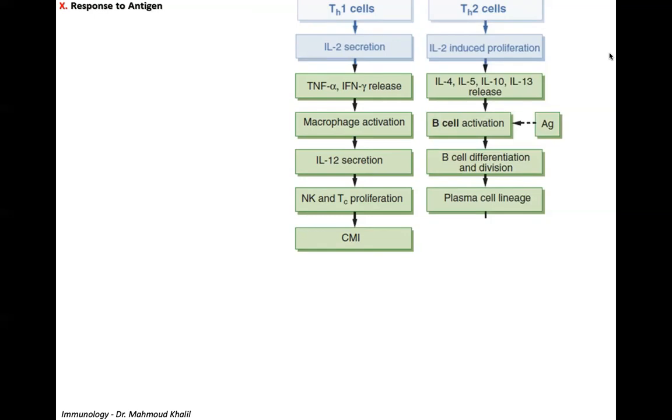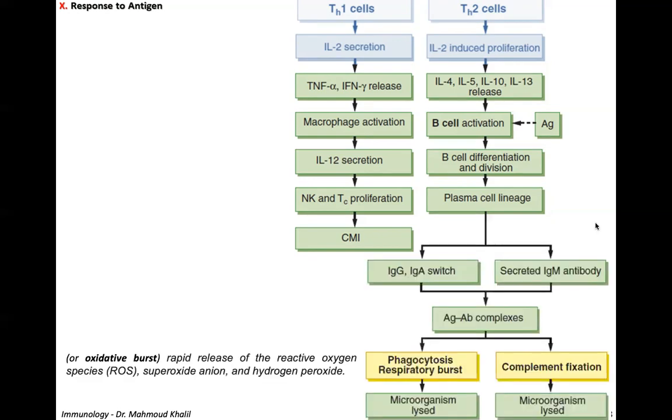Together, these lead to B cell differentiation and division, which of course will lead to the plasma cell lineage. And of course, you all know that the plasma cell is needed to start to secrete antibodies. Soon after that, this plasma cell will either secrete IgM antibody or do class switching to form IgG or IgA. In both cases, the secreted antibody can form a complex with the antigen.